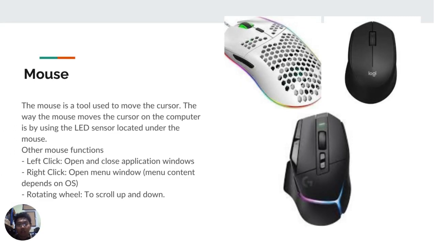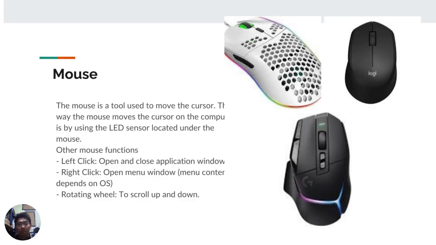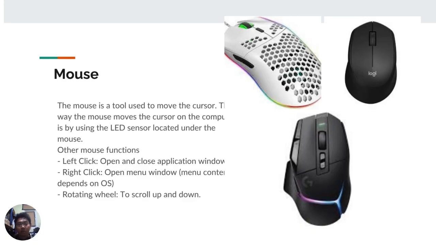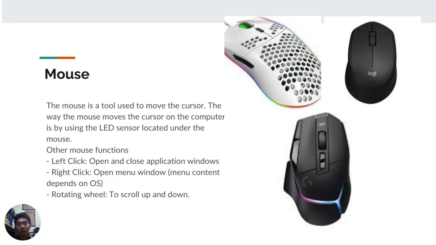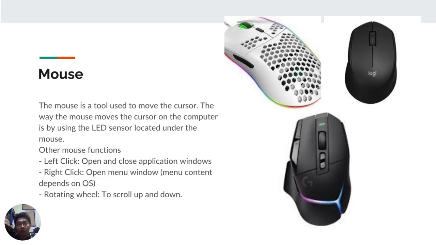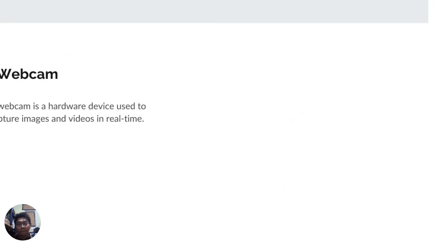Next is the mouse's three main functions, namely left click to open and close a page, right click to open the menu windows, and scroll up and down using the rotating wheel in the middle of the front of the mouse.